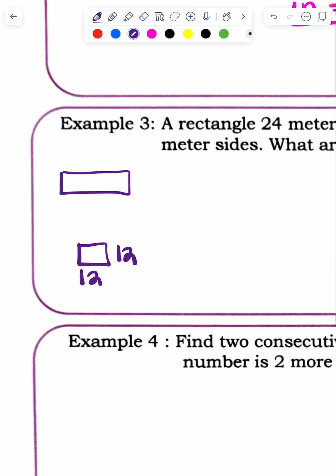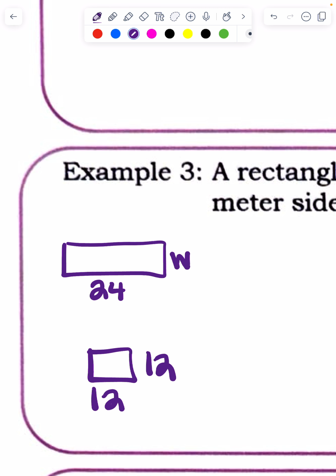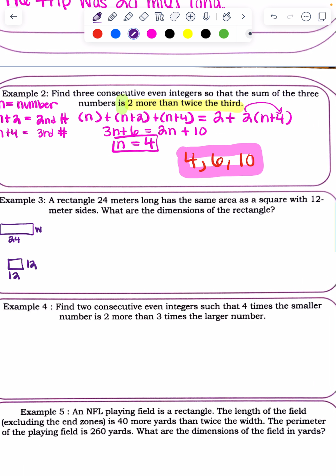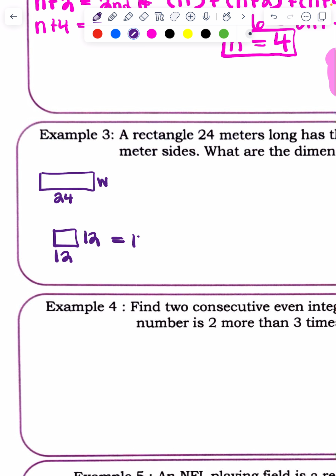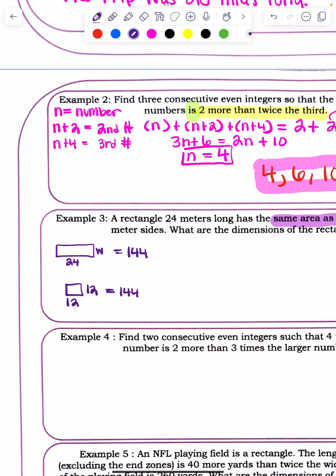And then this rectangle has a length of 24. But we don't know the width because remember, a rectangle is not a square. So if we are trying to find the area, they tell us that it has the same area. That should be a key to you, because if it has the same area as the square, that means if this is 12 by 12, area is just length times width, so 144. So that means this area is also 144.